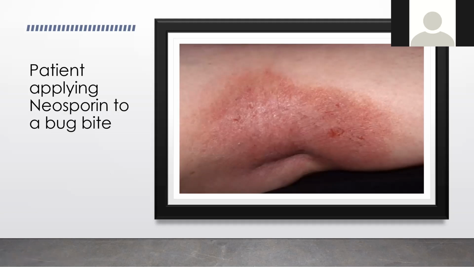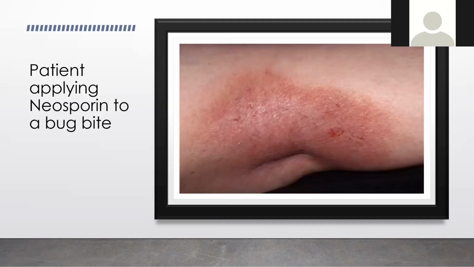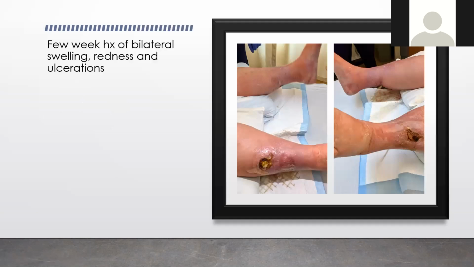But again, if you remember those pictures of the cellulitis, the skin is smooth. There's some swelling. It's bright red, and you cannot feel the edges. This patient probably has no fever. Next one. This is the patient we saw at the hospital last week, and she presented with a few-week history of bilateral swelling, redness, and ulcerations. So this is a more challenging case.